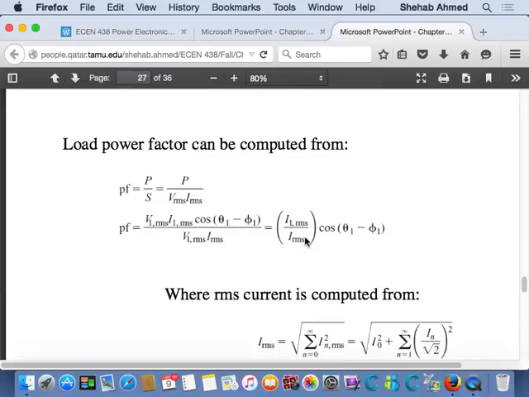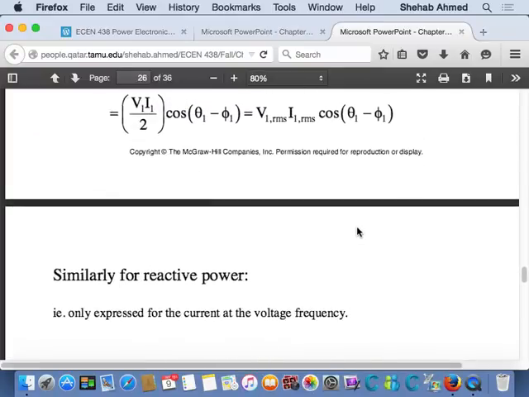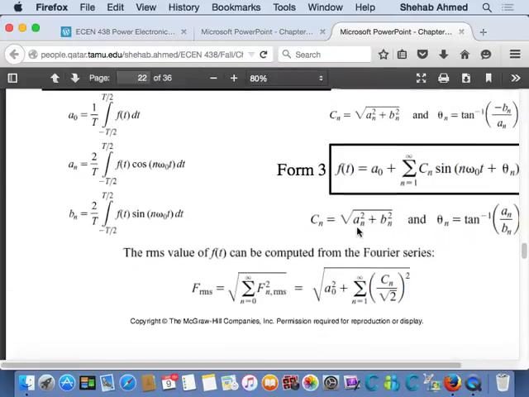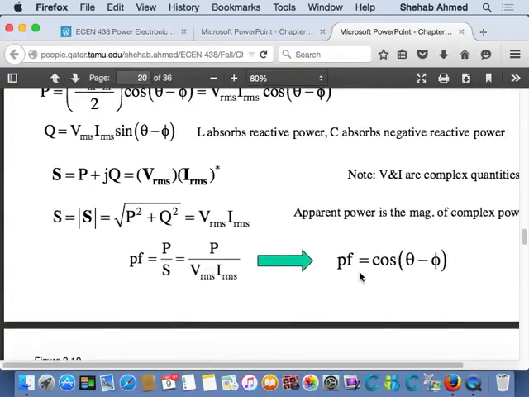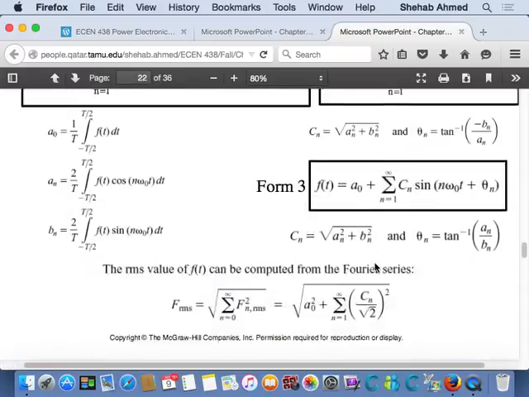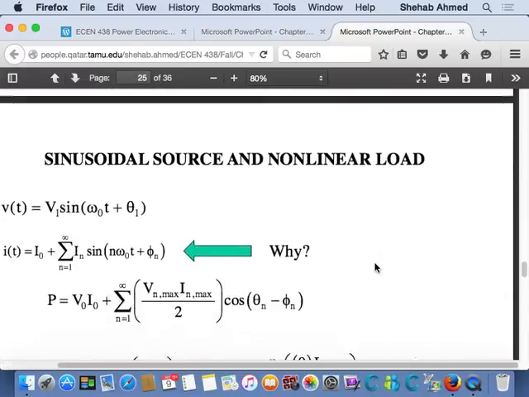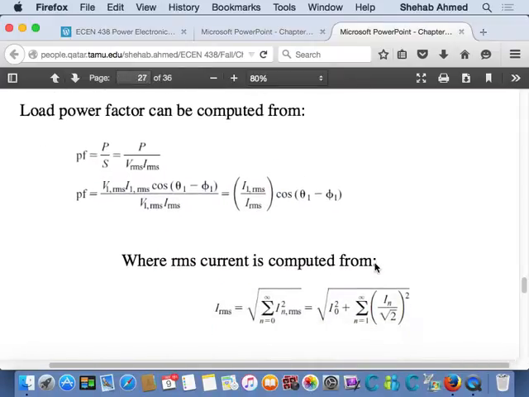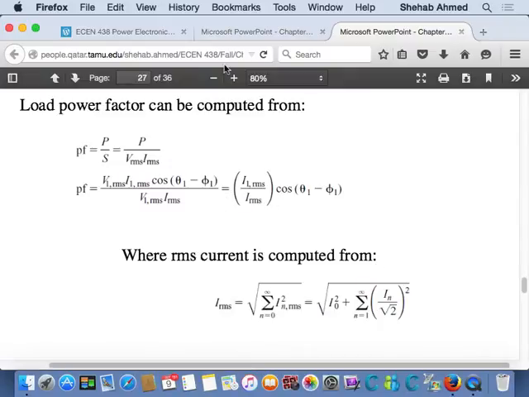So how did this affect our power factor? The power factor for the case of a linear load was just the cosine of the angle between the voltage and current, right? If you go back to our definition of power factor, it was the cosine of the angle between voltage and current in the case of a linear load. But now, in the case of a nonlinear load that has these other current harmonics flowing in the system that are not useful for me, the definition still is the same. The initial definition is the same.